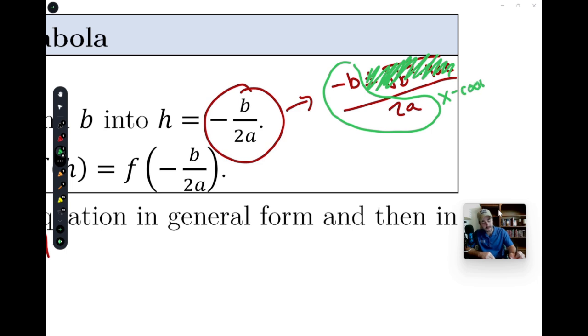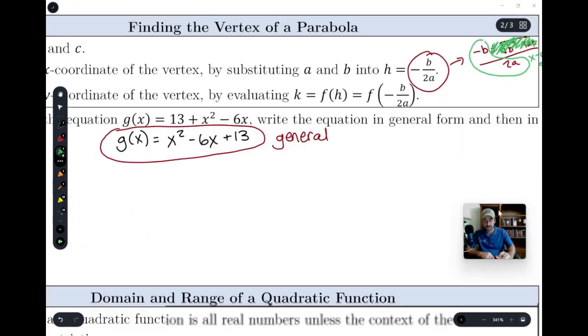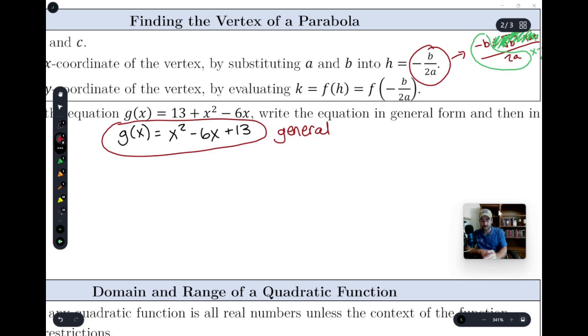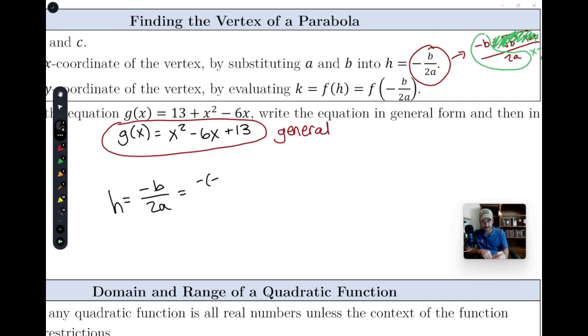The x coordinate of the vertex is a variable that we call h. All right, so we've got ourselves an a and a b, so I'm going to solve for h and say h is equal to -b over 2a, not all the discriminant, just that part. So it'll be -(-6) over 2 times 1. Remember, this is a, b, and c. So we're left with 6 over 2, which is 3. So our x coordinate of the vertex is 3.